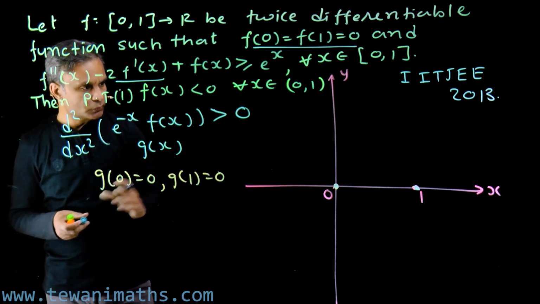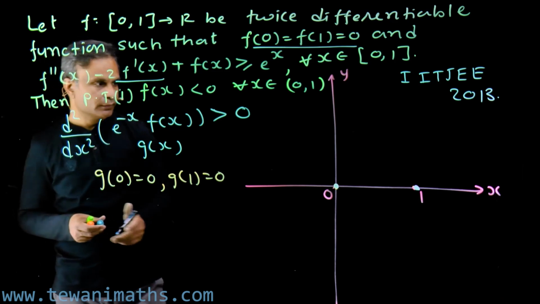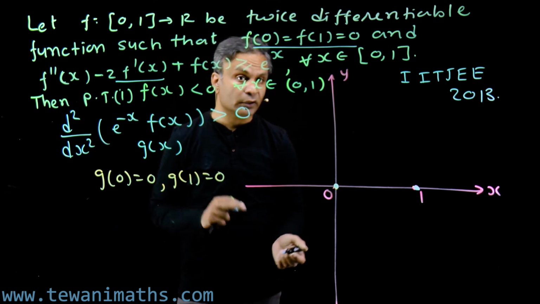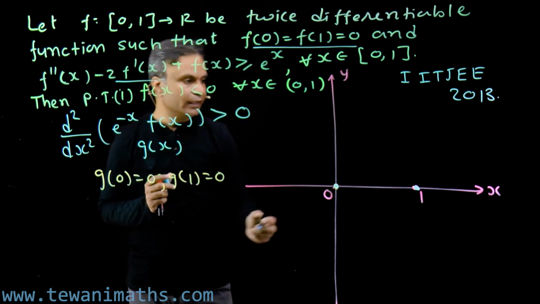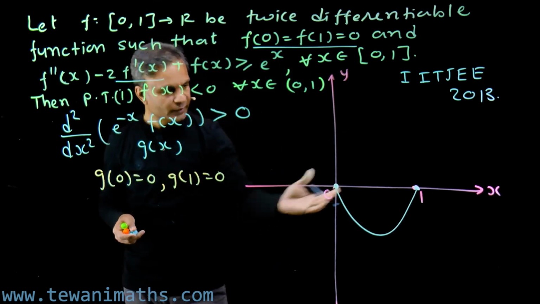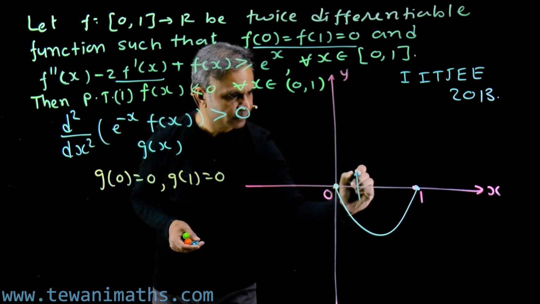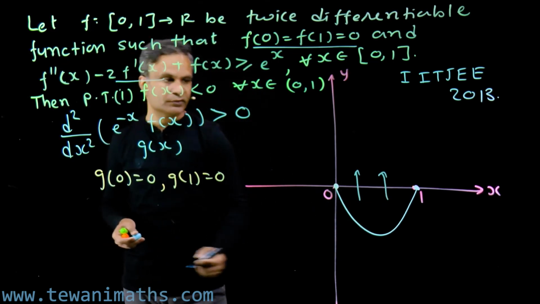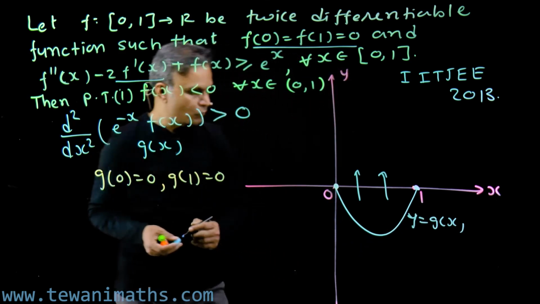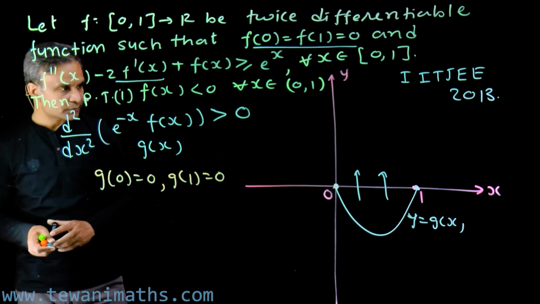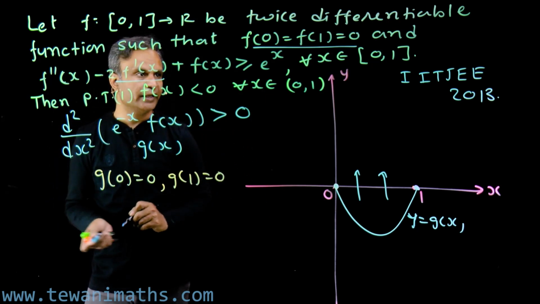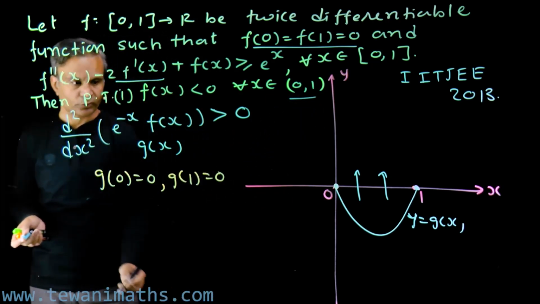So how will the graph be at those 2 points? The value of gx is 0 and the graph is concave upward. Then the graph must be like this, है ना. ग्राफ को जिस तरह से होगा जिसकी कॉन्केविटी अपवर्ड है. The graph is concave upward. This is the graph of y is equal to gx. So from the graph, what can you say about the sign of the function? Function gx will be less than 0 for x belongs to the open interval 0 to 1.